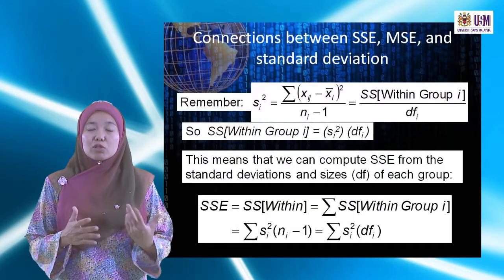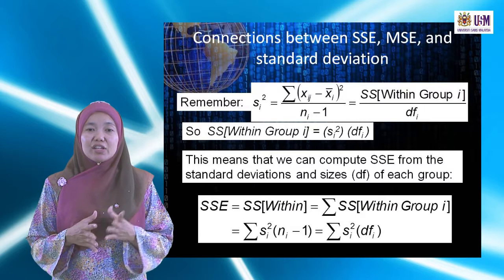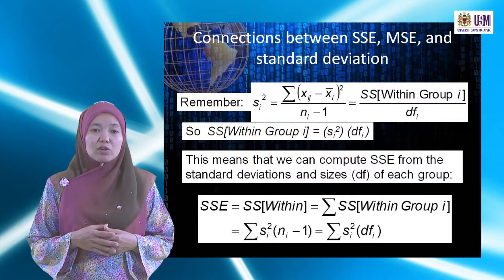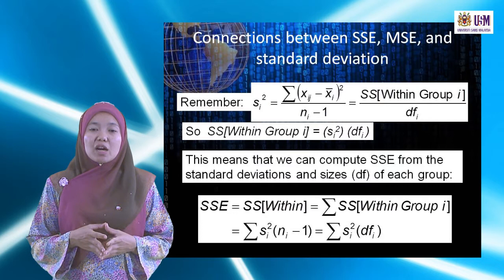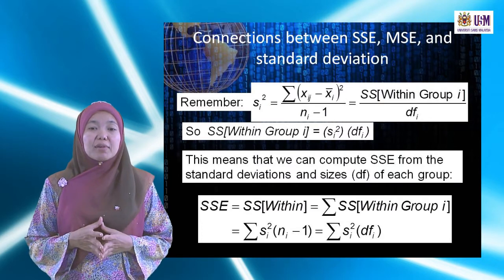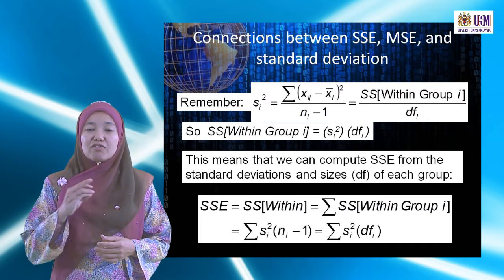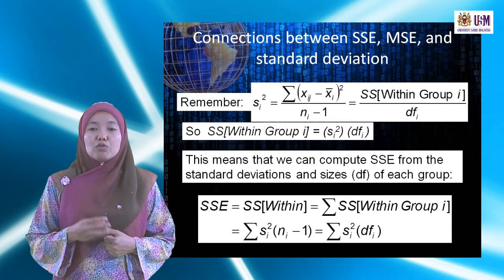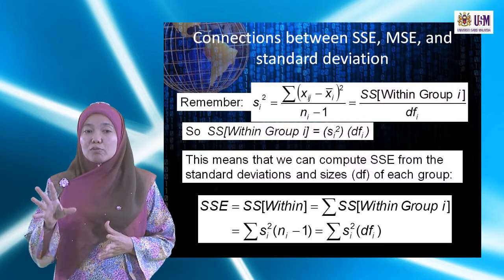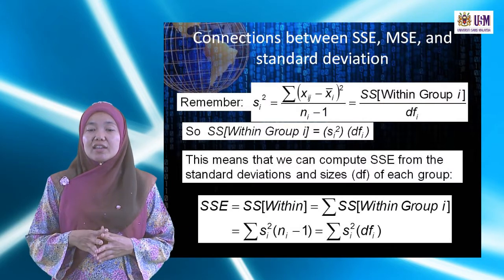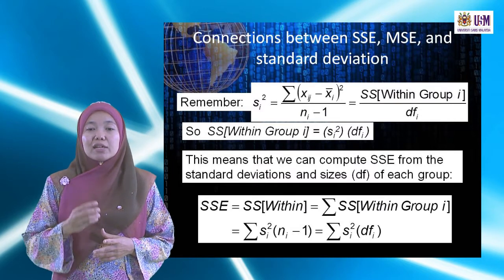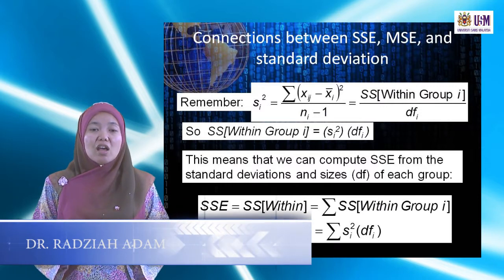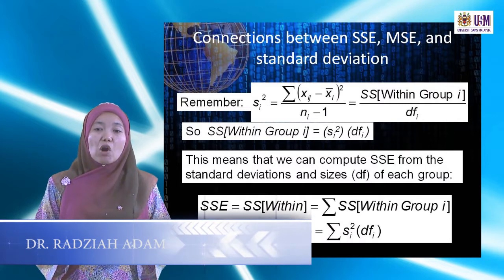As for the connection between sum of squares for error, mean square for error, and standard deviations, let's remember that the variance for group i, Si squared, is made up of each observation Xij in that group minus the mean of that group, squared, added up, and divided by the sample size of that group minus 1. This also equals the sum of squares within group i divided by the degrees of freedom for group i. So the sum of squares within group i equals the variance of group i multiplied by the degrees of freedom for group i. This means we can compute the sum of squares for error from the standard deviations and sizes, that is the degrees of freedom of each group.